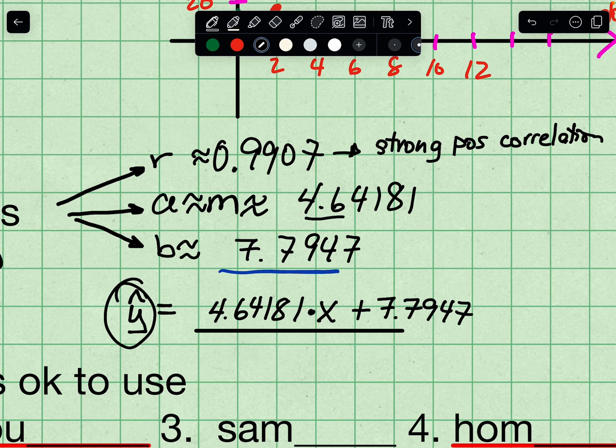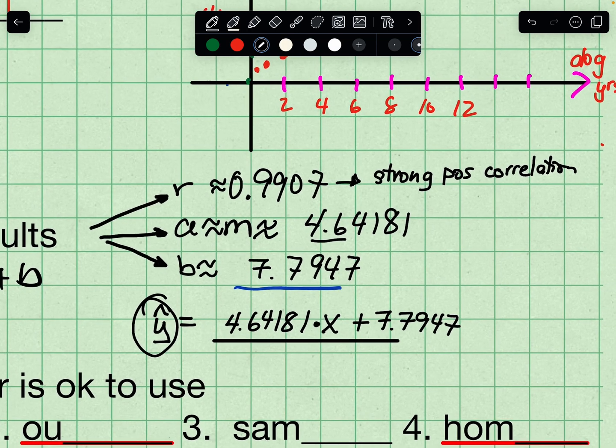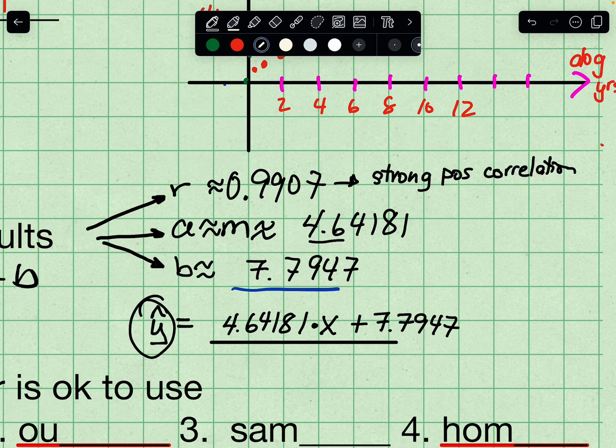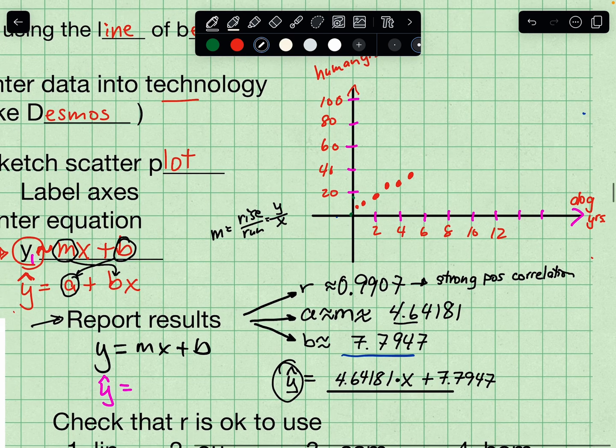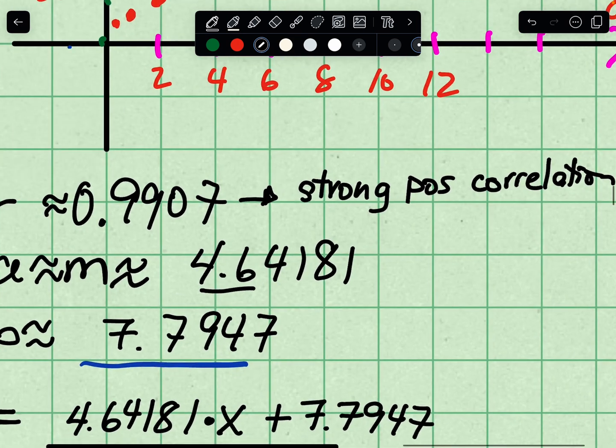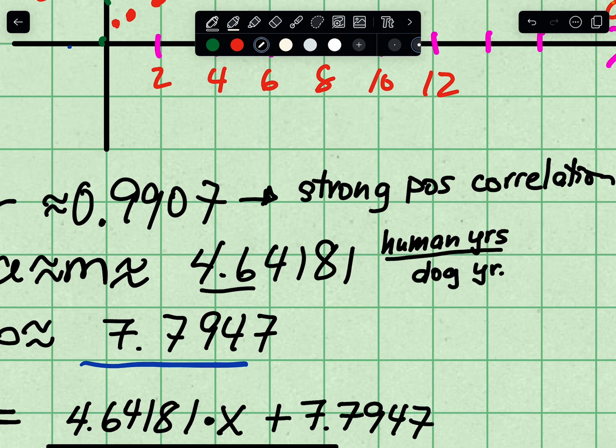My 4.64 is my slope, okay? And you remember that slope is rise over run. We might need to remind ourselves of that because I got to read my graph correctly. So it's y over x. So notice the graph is human years over dog years. Okay? So I'm going to take the human years over the dog years. And I'm just going to write words because I need to interpret the 4.64. So this is 4.64 human years per dog, singular now, year.